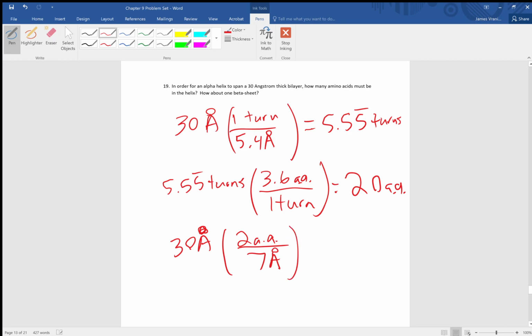So there are 2 amino acids for every 7 angstroms, and so we can use this conversion factor right here. Right, and we get an answer of roughly 8.6 amino acids are needed for a beta sheet to cross this particular lipid bilayer. And that is it for question 19.